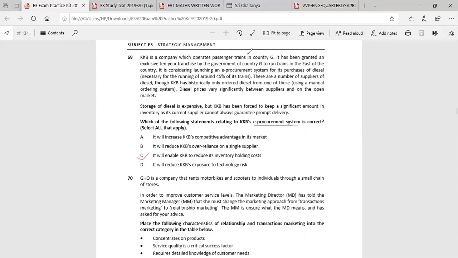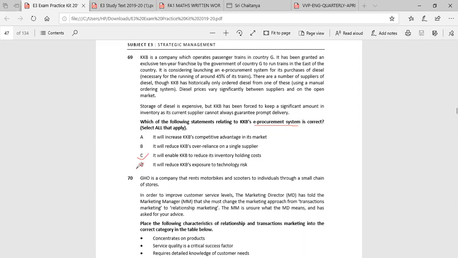Why would they go for that? That is the question we are considering. Why are they considering this? Technology risk is about the disadvantages of e-procurement. Okay, so D cannot be, because the question is about the reasons for, and this is a limitation of e-procurement. So D can be ruled out.